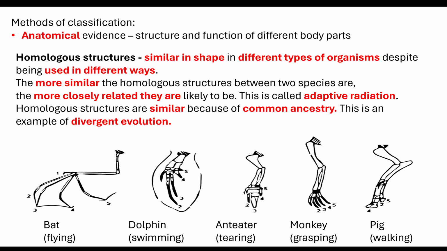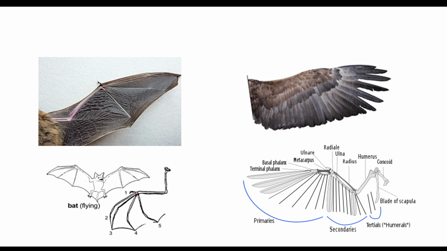They share a common ancestor. So that common ancestor will have started with the pentadactyl limb, and then as evolution occurred, these cumulative changes meant the pentadactyl limb changed depending on how it was going to be used. So let's look then at the bat and a bird.